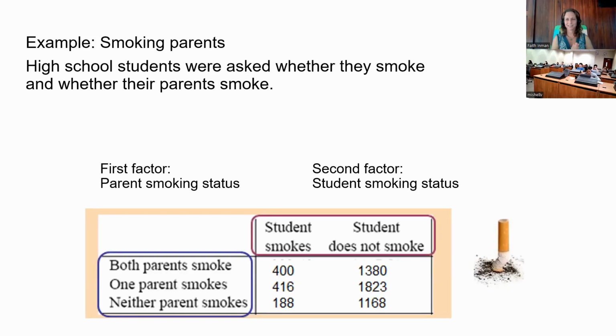Here's our example, because I think it helps to just walk you through an example. So smoking parents. High school students were asked whether they smoke and whether their parents smoke. Now here we have two factors, two categories, right? The first factor is the parent smoking status. That's in this first column on the left. The second factor is the student smoking status, whether or not the student smokes. Those are the row columns, right? So we've got the column and the row factors. And you see how this is now a two-way test. Before we just had one column or one row. Now we have a column and a row category. This is called a contingency table or a two-way table.